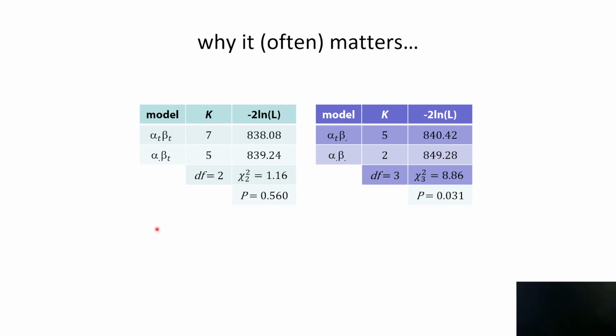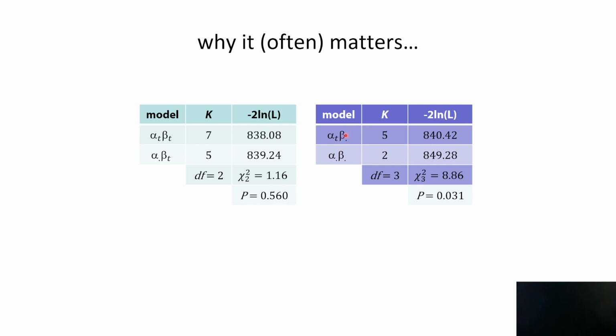Okay, so here's an example of this drawn from the data that were underlying this alpha beta model. Here are two models, alpha sub i with 7 parameters, there's negative 2 log likelihood. Here's the alpha dot model, 5 parameters. There's the likelihood, 839. Again, we see that the model that's bendier, has more parameters, fits a little bit better. That likelihood is smaller. 2 degrees of freedom, chi-square 1.16, but there's the p-value.